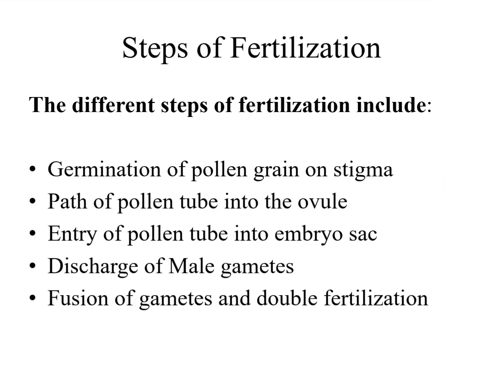Next, the steps of fertilization. The different steps include: after pollination, the pollen grain germinates on the stigma. Then the pollen tube moves through the style. Then it enters into the embryo sac. Then it discharges the male gametes inside that embryo sac. Then comes fusion of gametes and double fertilization.